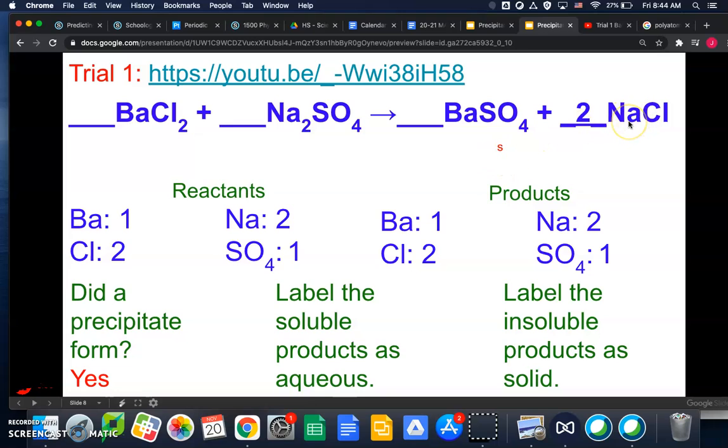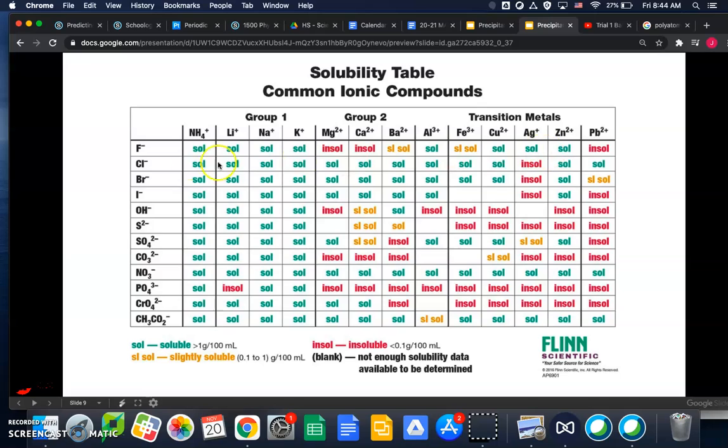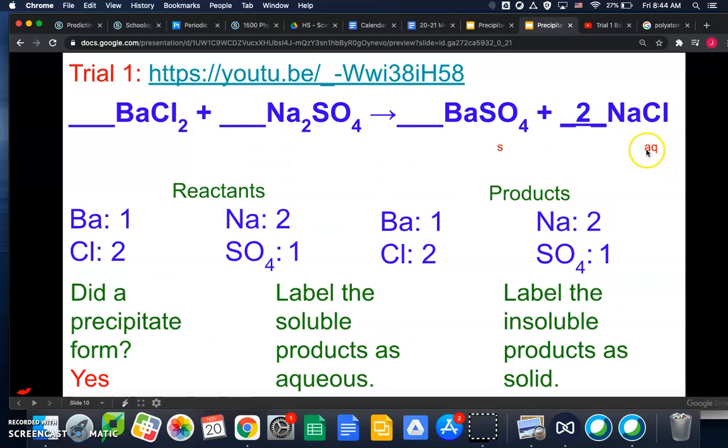If we look at sodium chloride, well, sodium chloride's table salt. You can probably already guess that that's soluble, and the chart should confirm that. So if we take sodium, and then we go down to chloride, which is right here, we can see that that is in fact soluble. So that means that it'll dissolve in water, and so we're going to label that as aqueous, AQ.